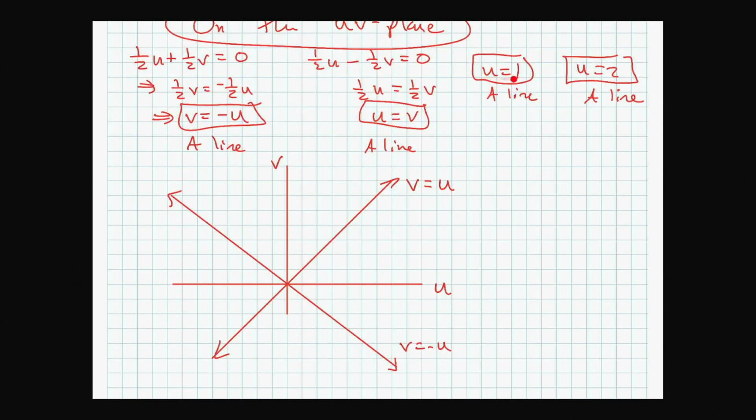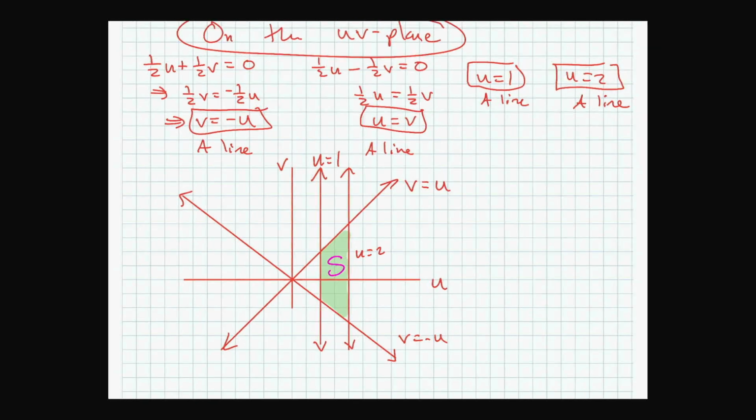Then you've got u equals 1. Depending on where you put 1, that could be right here. And then u equals 2. Okay, so this is what the region looks like. I shouldn't call it R, I should call it S or something. That's really kind of an annoying line.